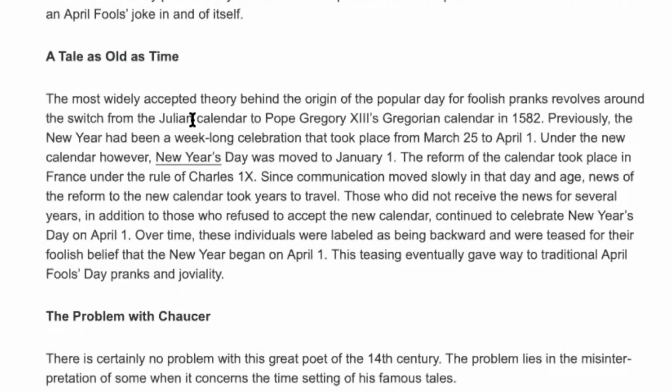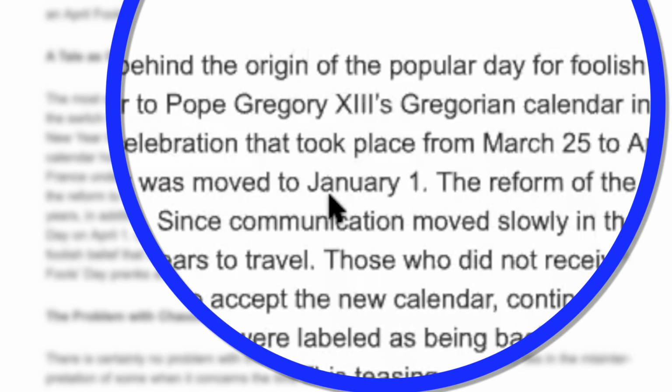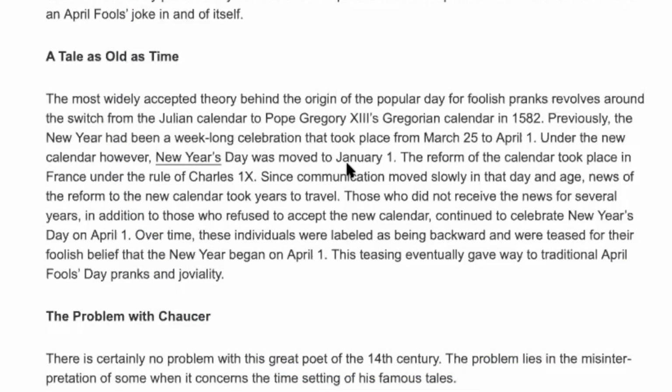And previously, the New Year has been a week-long celebration that took place from March 25 to April 1. Why was it March 25? We'll come to it later on. Under the new calendar, however, New Year Day was moved to January 1st. So the Pope actually shifted the New Year from the March end season to begin on January 1st.